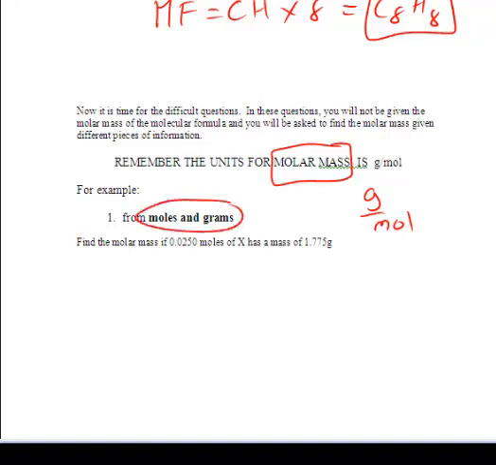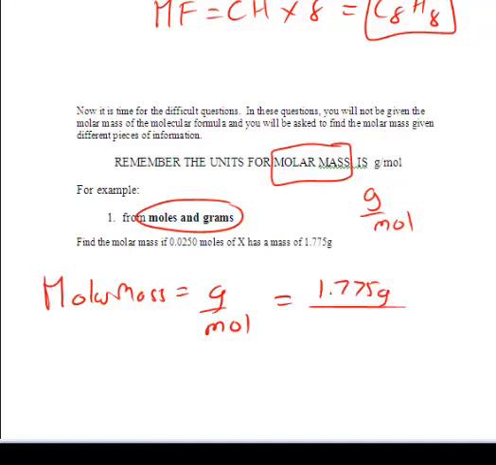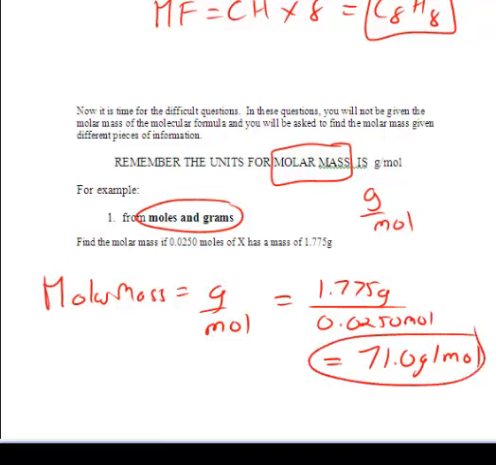If it gives us moles and grams, we know that the molar mass is grams over moles. So since it gives us grams, take it, write it down. It gives us moles, take it, write it down. Divide them, and we end up getting 71.0 grams per mole. So now that's the molar mass that we can use to find the molecular formula.